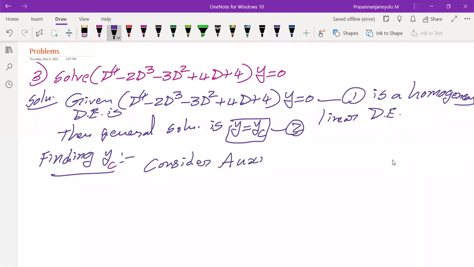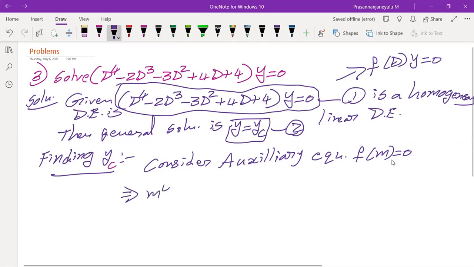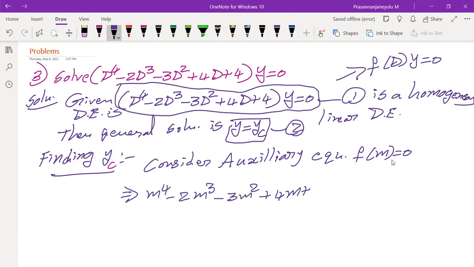The auxiliary equation. So what is that auxiliary equation? F of m equals to 0. But what is equation number 1? We are denoting it in the form of f of D of y equals to 0. In that case, what is the f of D function here? D power 4 minus 2D cube minus 3D square plus 4D plus 4. In place of D, we have to substitute m. So what are we going to get? m power 4 minus 2m cube minus 3m square plus 4m plus 4 equals to 0.